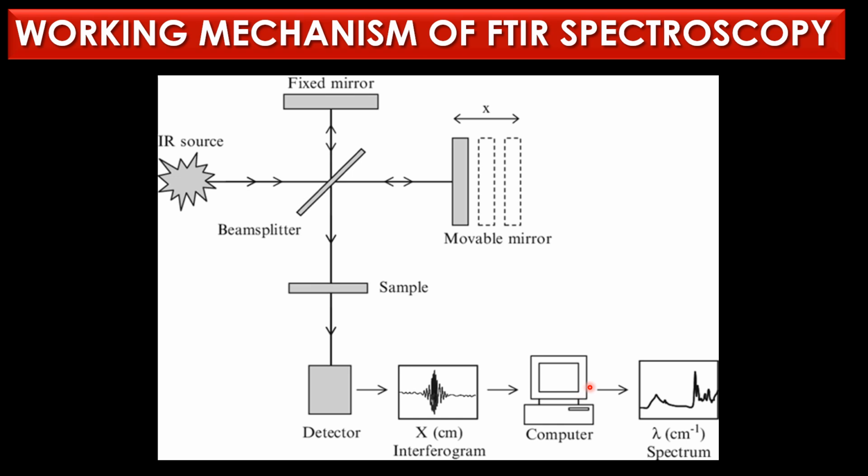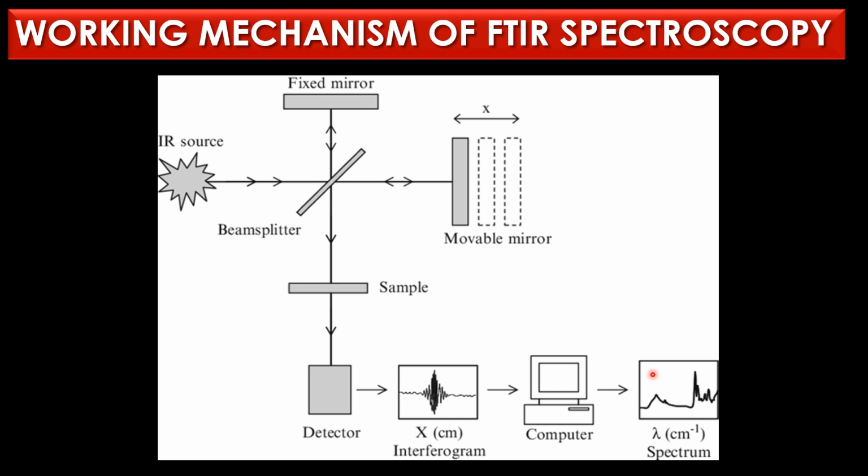Computer or Fourier transform. The interferogram is sent to a computer, which applies a Fourier transform to convert the interferogram into a spectrum. Finally, spectrum. The result is the infrared spectrum, typically showing intensity versus wavelength.